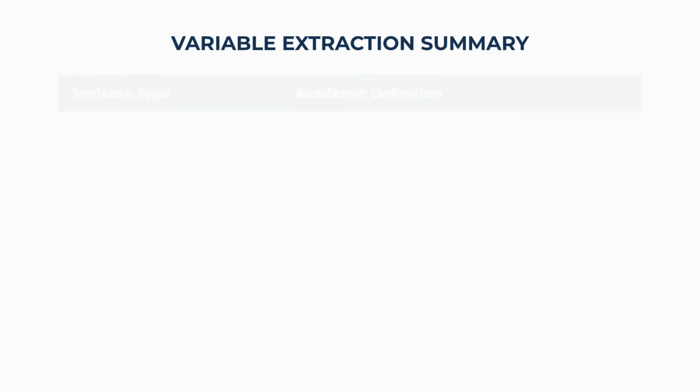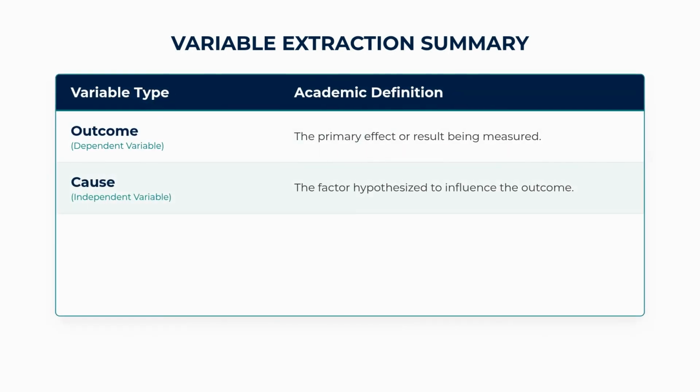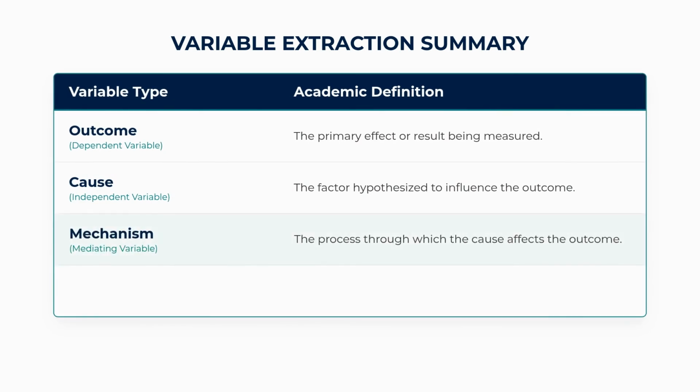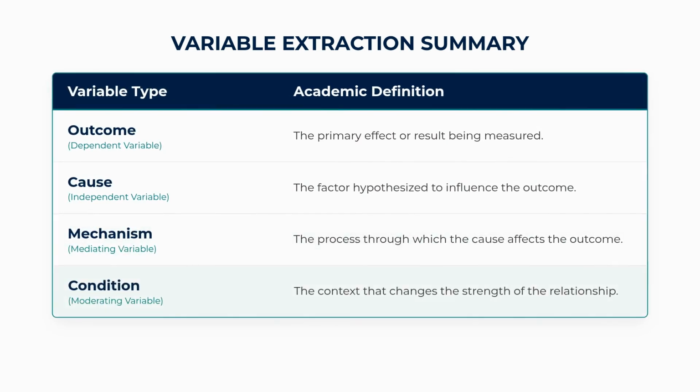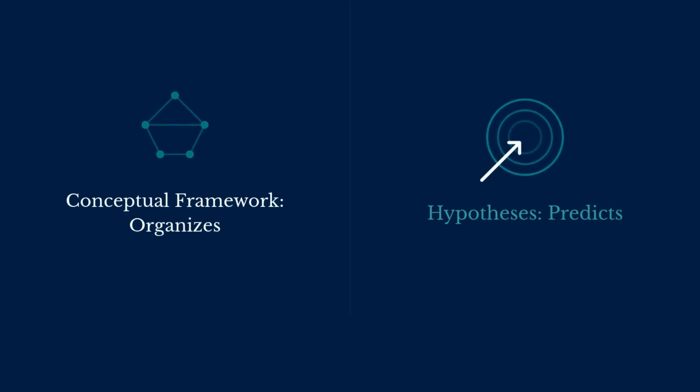In summary, extracting variables involves identifying outcomes, dependent variables, causes, independent variables, mechanisms, mediating variables, and conditions, moderating variables, based on evidence from the literature. The conceptual framework organizes these relationships, while hypotheses predict them.